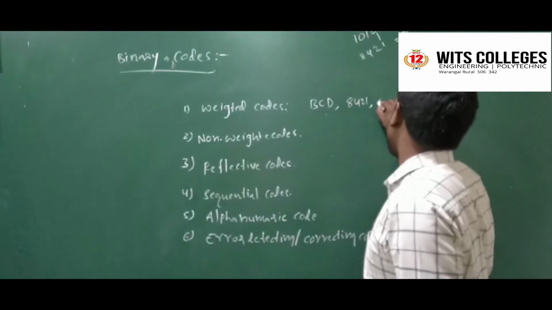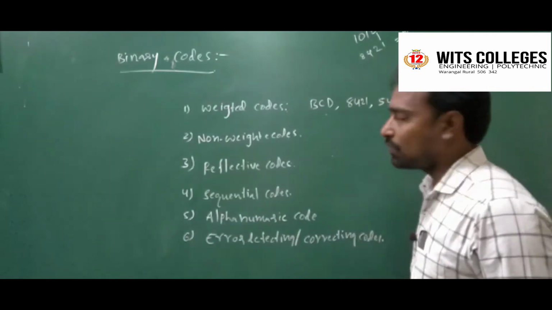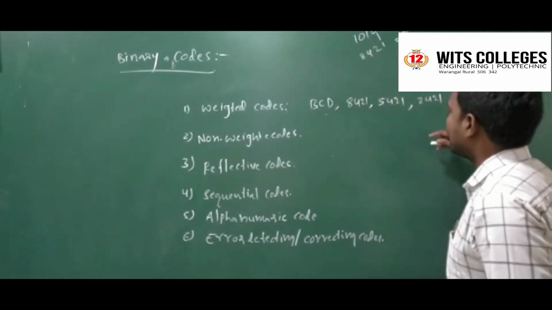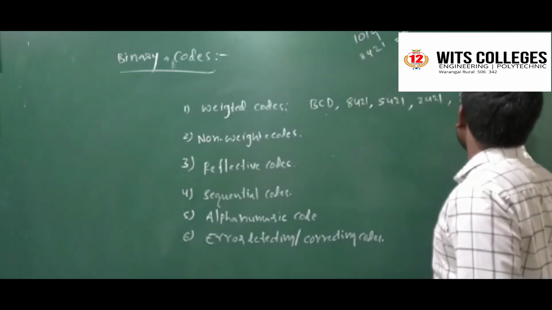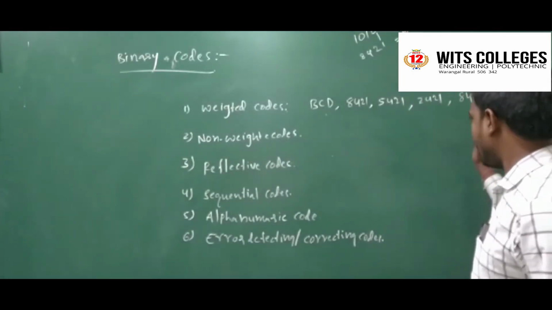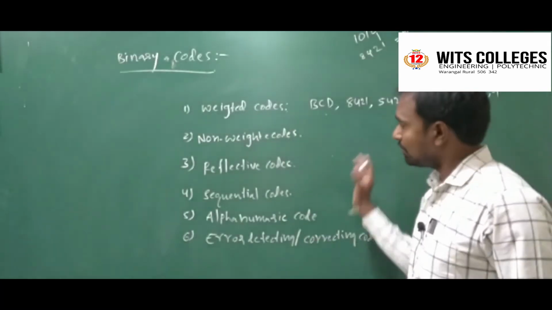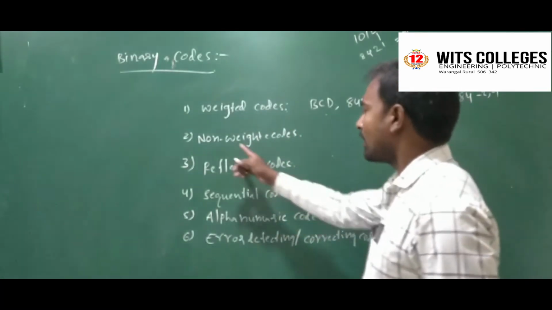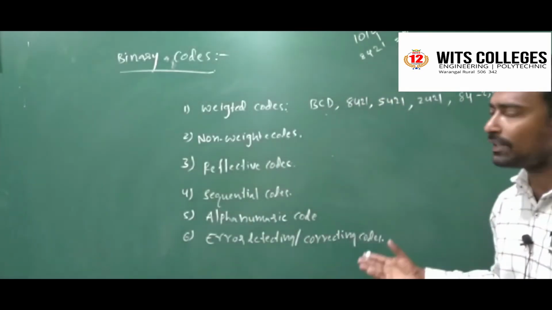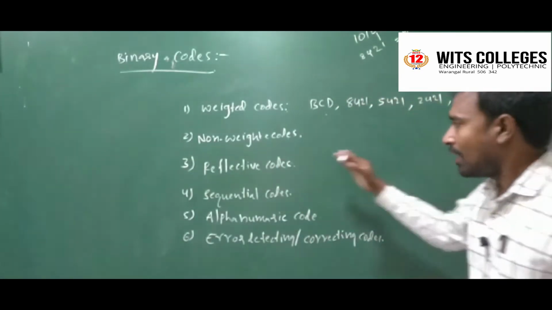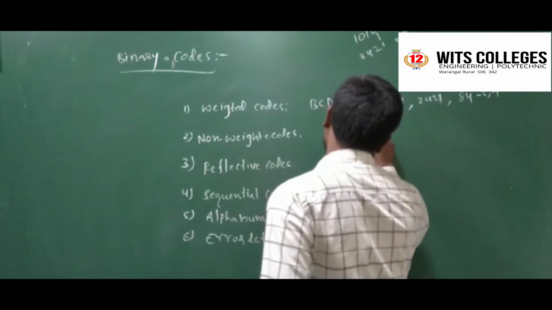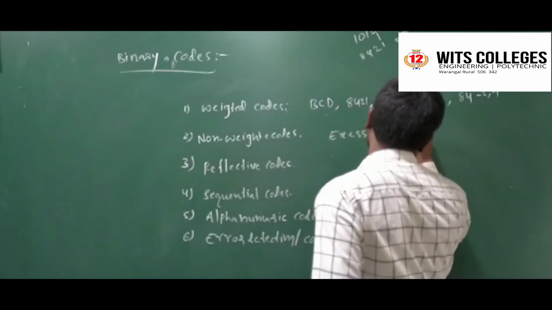Another ones are the 5421 code, the 2421 code, and the 84-2-1 code. These are all examples of weighted codes. Coming to non-weighted codes, these have no particular weight for each digit. Examples of non-weighted codes are the XS3 code and the Gray code.